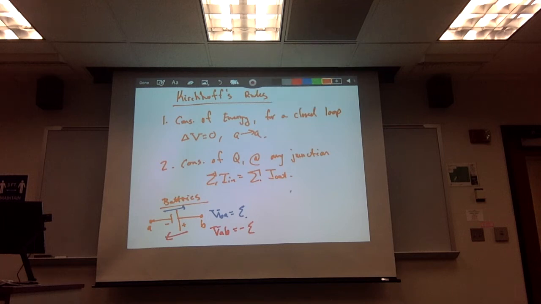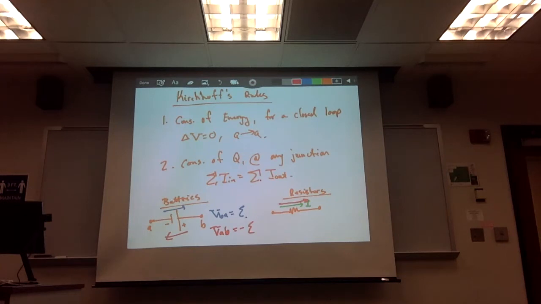For resistors, resistors are slightly more complicated because now I have to look at two things. Not only how I am going across it, but how the current is going across it as well. That's my resistor. And let's say my current is going this way across my resistor.